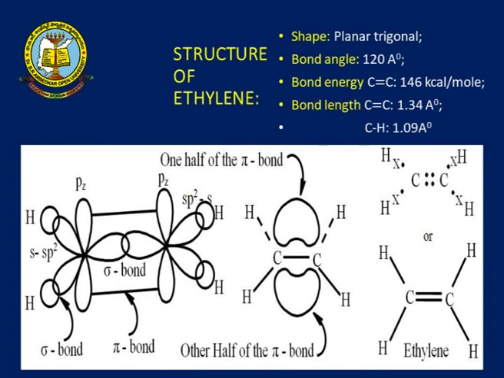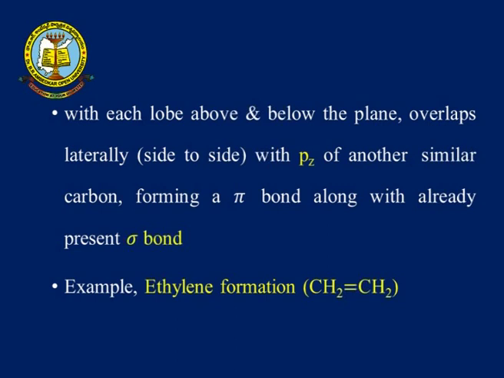So, that is about the sp2 hybridization, and the bond angle here is 120 degrees. Wherever you see between two orbitals, it is 120 degrees, and the CC bond length is 1.34 angstroms. So, this is about the sp2 hybridization and the example is the ethylene molecule, CH2 double bond CH2.